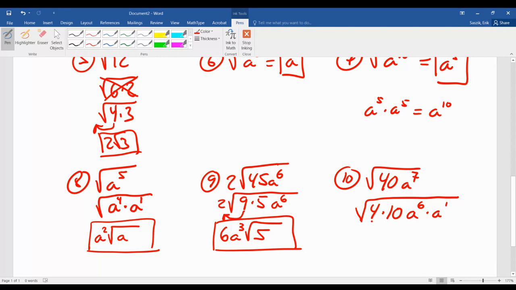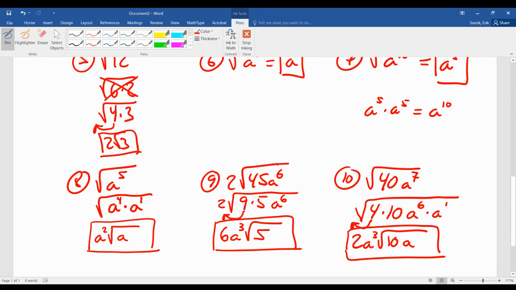This is our perfect square. That comes out as 2, so that comes in front. Here we have our even power variable. Cut that in half. A to the 3rd. Okay. What was left inside? This 10 plus this a. And there you go.